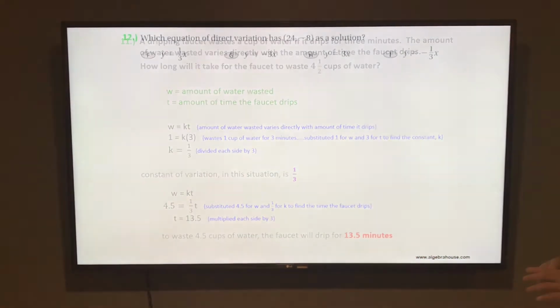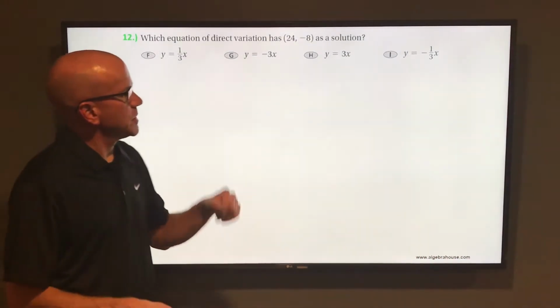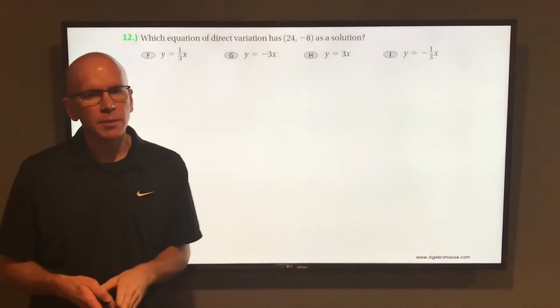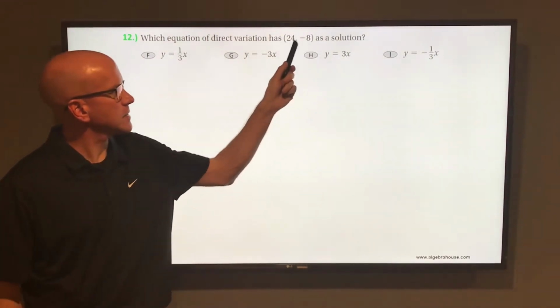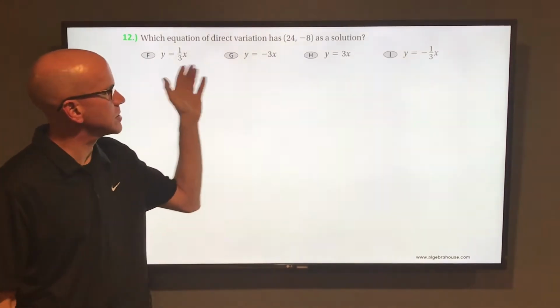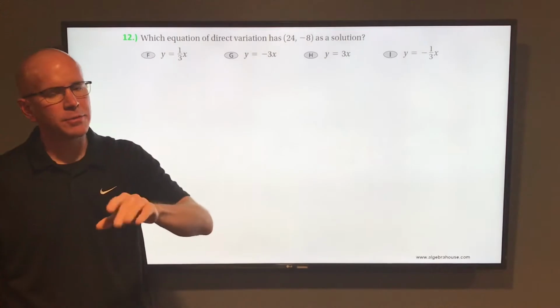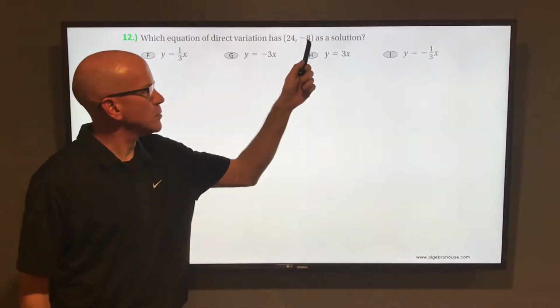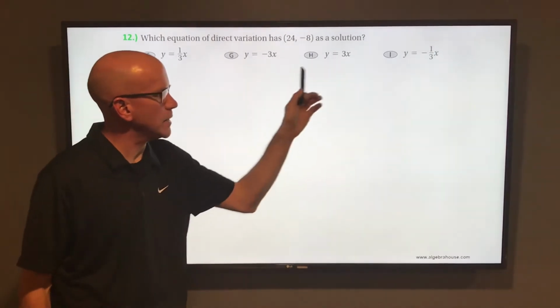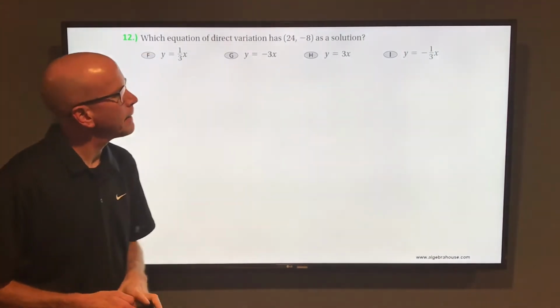13.5 minutes. Which equation of direct variation has (24, -8) as a solution? Remember, each time you divide y by x, it's going to be the same. That y divided by x is going to be the constant of variation. So you can do this a couple ways. Some people are going to just substitute in. That's going to be time consuming though. If you substitute -8 in for y and 24 in for x into each one of these, that's going to waste up some time.